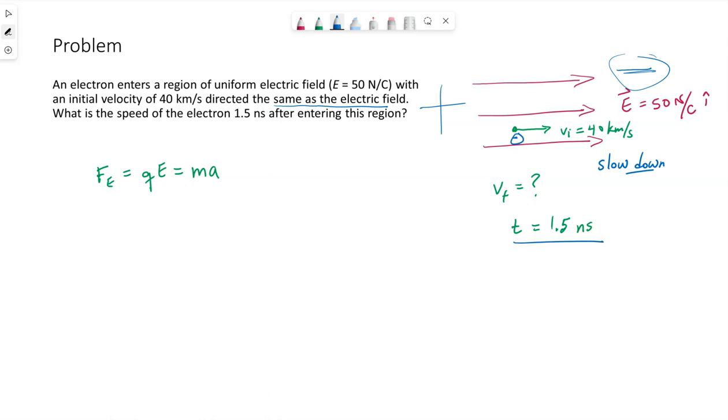So we have a time, we want v final, and we have v initial. In terms of our kinematic equations, to relate those to acceleration, v final is simply v initial plus a t. We already have v initial, we just need to figure out a. By the way, the reason I know I can use kinematic equations is because this electric field is constant. If the electric field is constant, this acceleration is also going to be constant. The charge of the electron is not changing.